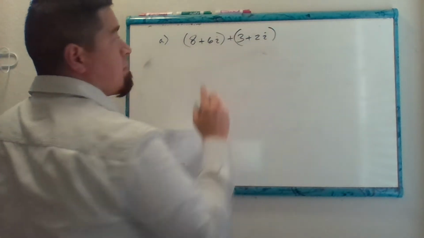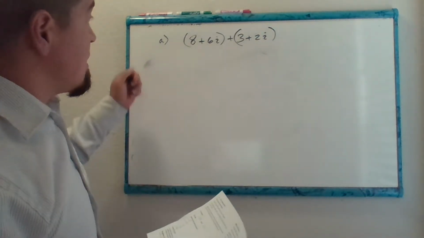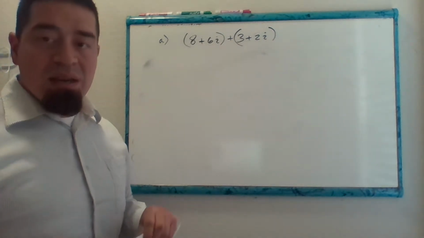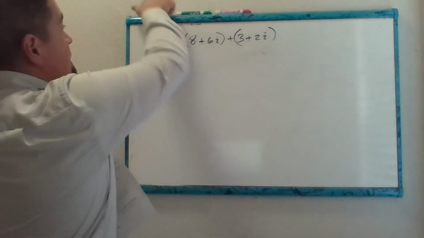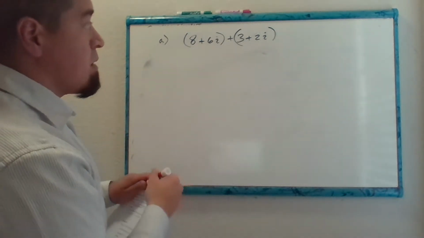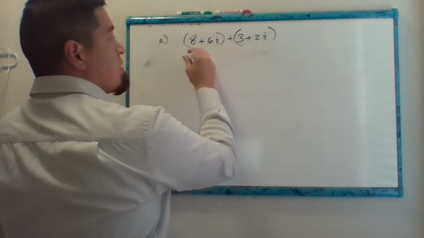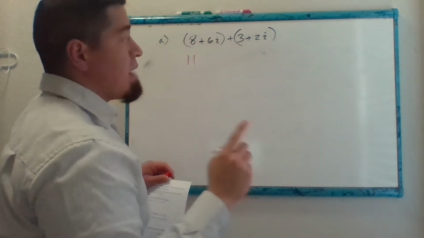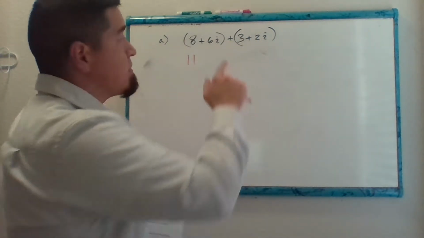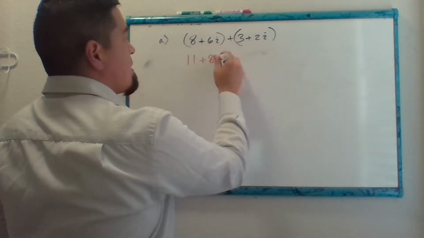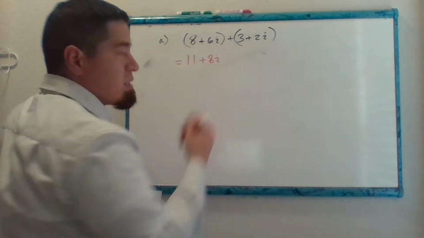With this said, all you really need to do is, like I said, add the real parts, which are the like terms, and add the imaginary parts. So in this case, the real parts are 8 plus 3, which gives me 11. And the imaginary parts are 6i plus 2i, which gives me 8i. And that's my solution.